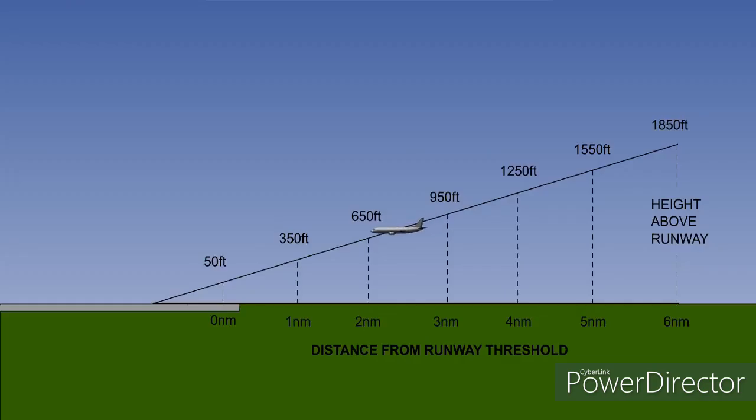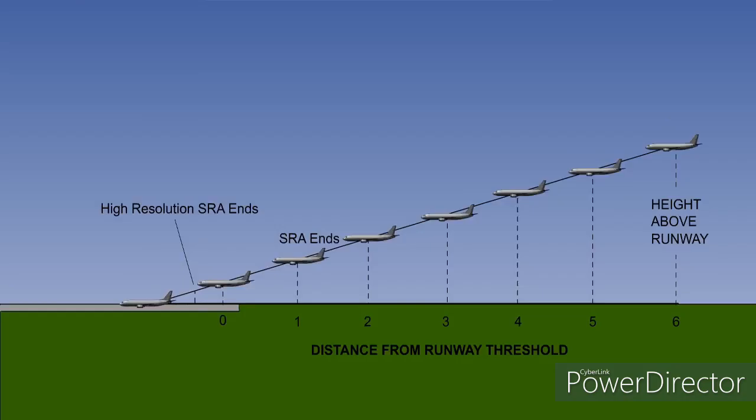So, at 6 nautical miles from the runway, the aircraft should be at 6 times 300 plus 50 feet. That is 1,850 feet above the runway. Surveillance radar approaches normally terminate at 2 nautical miles from the touchdown point. However, when high-resolution surveillance radar equipment is available, this distance reduces to half a nautical mile, and the approach controller will provide a continuous, full-time talk down from 4 nautical miles, with ranges and advisory heights being given every half nautical mile.